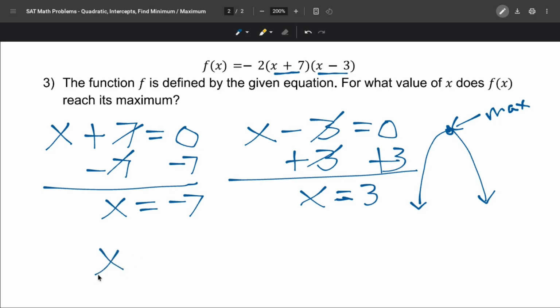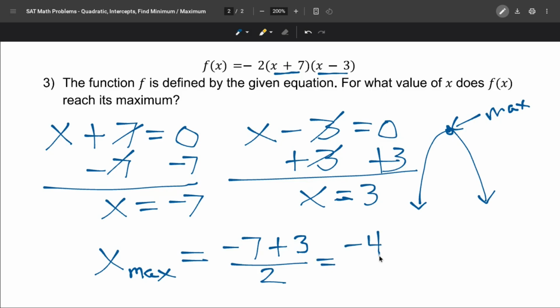Now the value of x at the maximum is going to be equal to -7 plus 3 divided by 2. It's going to equal -4 divided by 2, which will be -2.